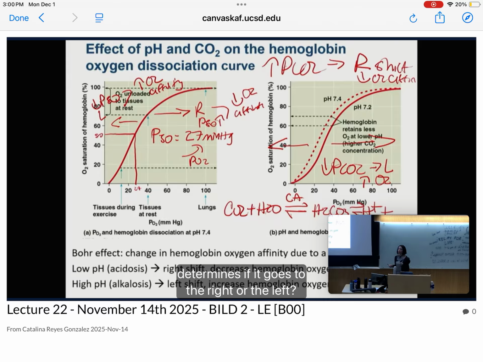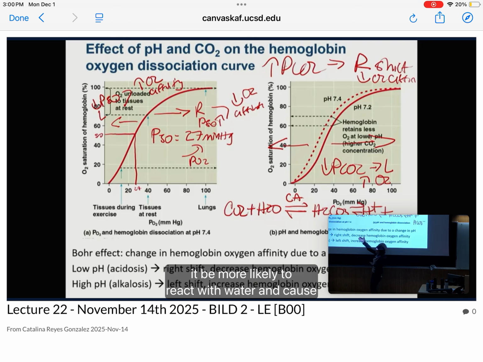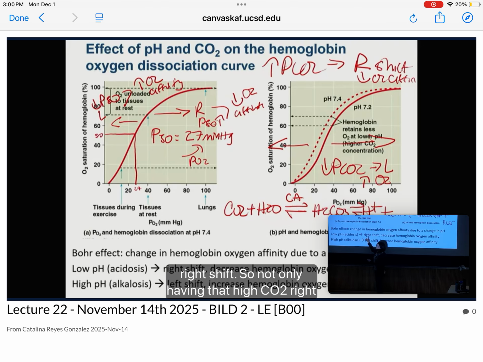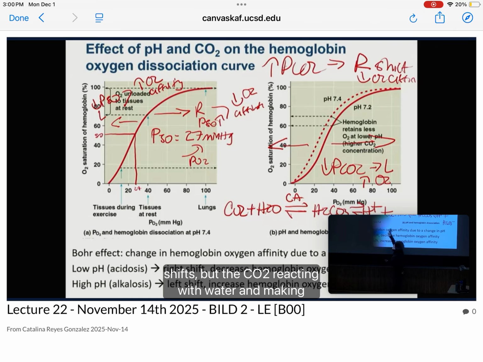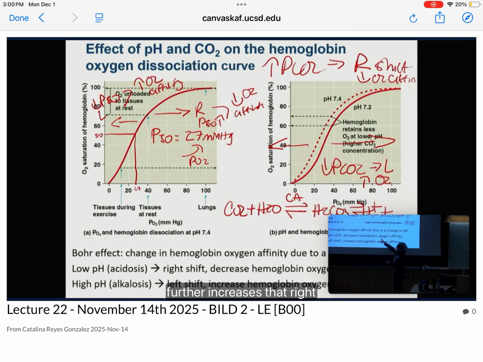What determines if it goes to the right or the left? The amount of substrate, like in any chemical reaction. So if I have too much CO2, it's more likely to react with water and cause this equation to move to the right, producing more hydrogen ions. If I produce more hydrogen ions, then I'm going to produce acidosis, which causes a right shift. So not only does high CO2 right shift, but the CO2 reacting with water and making more hydrogen ions, making the blood acidotic, further increases that right shift, creates that Bohr effect.